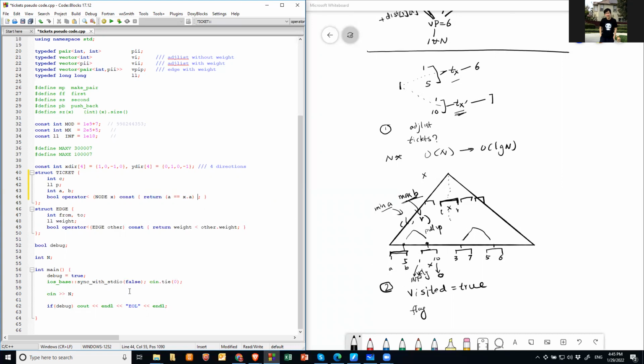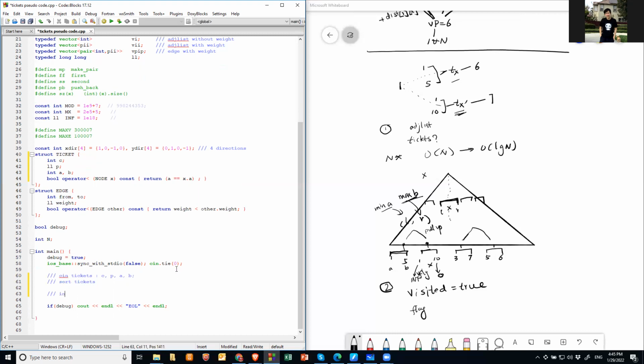Okay. So we start by seeing this for each ticket. I'm not going to do all the variable declarations and all that stuff. For each ticket, we need to get which checkpoint it is, what the price is, what the AB range is. Then we need to sort the tickets. Then we need to initialize the segment tree.